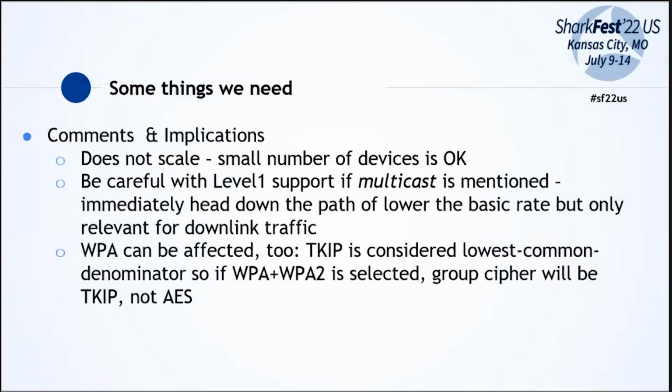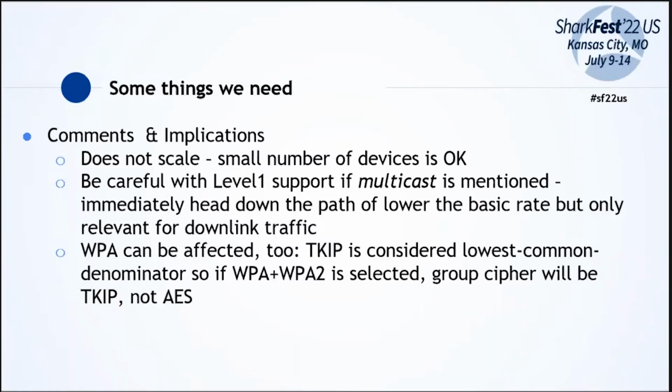Also, I noticed I have to be careful with level 1 support for this reason, right? If multicast is mentioned. So in the beginning, I said, what's my problem? UDP traffic. I didn't say multicast. It actually is multicast traffic, but from station to AP, it's treated as unicast.